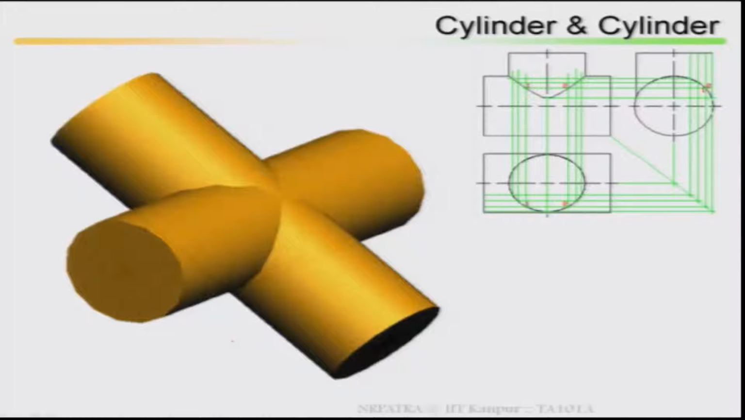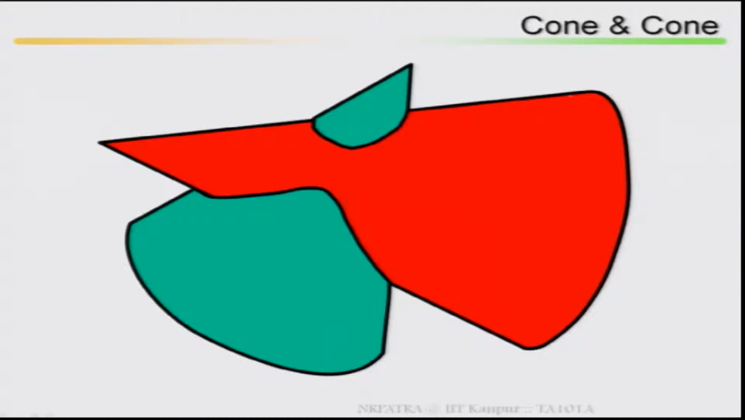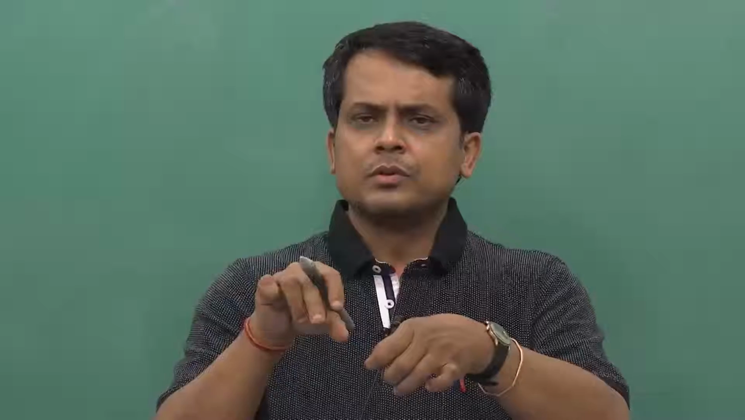Now look at here, cylinder and cylinder, one cylinder is passing, the other cylinder is passing, how it looks on your surface, look at here, in color how your surface looks like. Now how it looks, cone and cone, both the cones intersecting, it is a solid and solid.